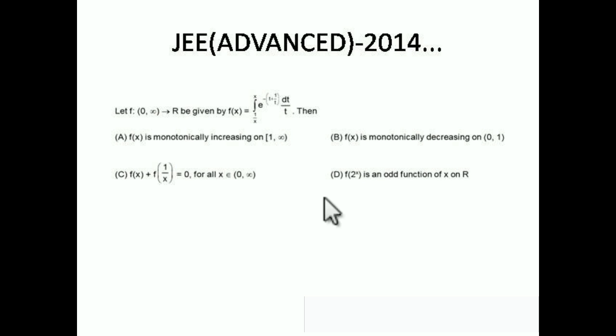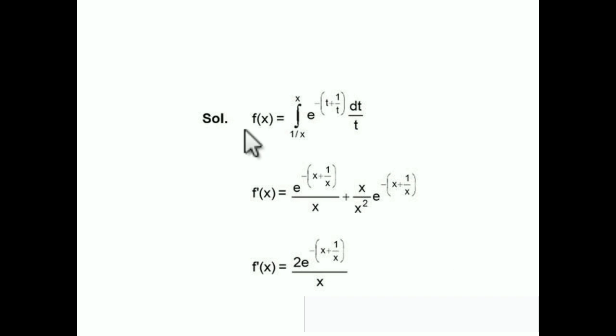See, the first option says it is monotonically increasing on 1 to infinity. So for increasing and decreasing we have to go for the first derivative. Now see, this is my function f of x is equal to 1 by x integral from 1/x to x of e raised to minus (t plus 1 by t) dt by t. Okay, now again the Leibniz rule is applied here. At that time I told you that it is a very important rule.